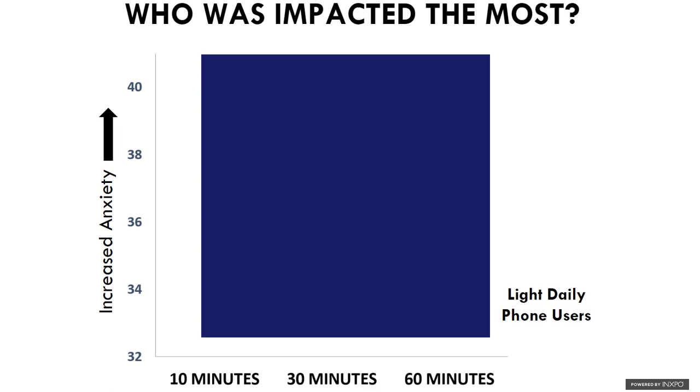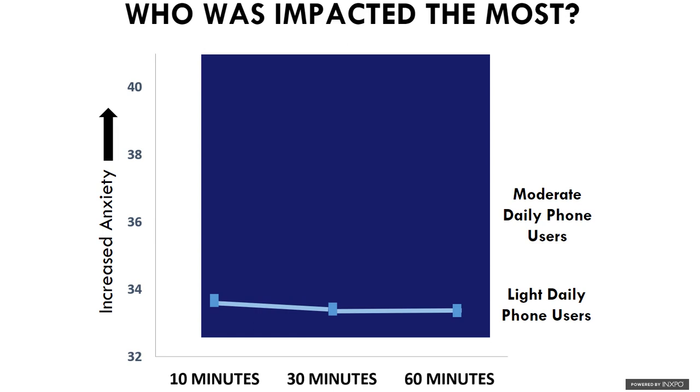have panic attacks. So here's our light daily phone users. And what we did, by the way, is we just divided, based on their responses to how often they check their phone during the day, we divided them into thirds: light users, moderate users, and what we call heavy users. So the light users, at 10 minutes, they showed low anxiety, and that anxiety stayed low the entire time. The moderate users, however, started at the same point, but 30 minutes in, they started to get anxious, but that leveled off at a moderate anxiety level.